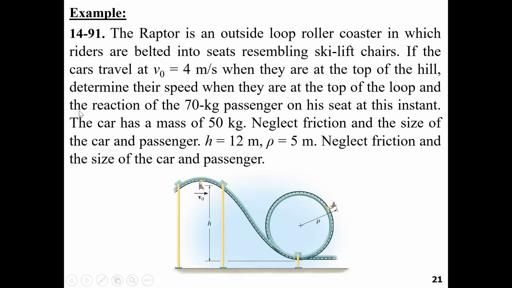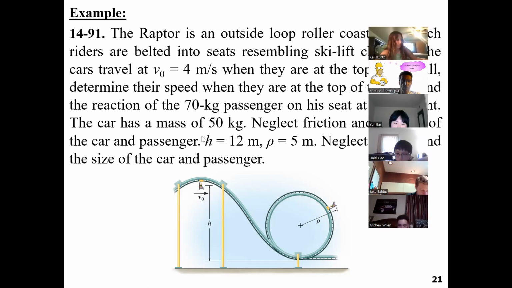It also wants to find the reaction of the 70-kilogram passenger on his seat. So obviously, when you sit on a chair or a seat, your weight is tolerated by the seat, but that's static. When you move around, then you have dynamic forces, you have acceleration, that force may change. To give you an idea how that dynamic force may work, you have all been in an elevator, right?